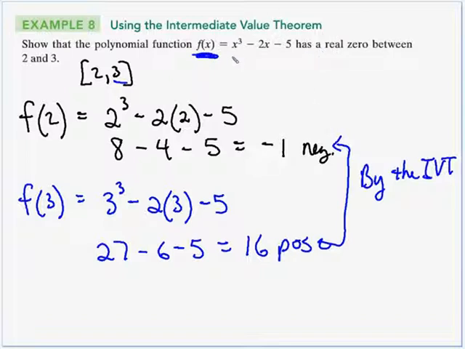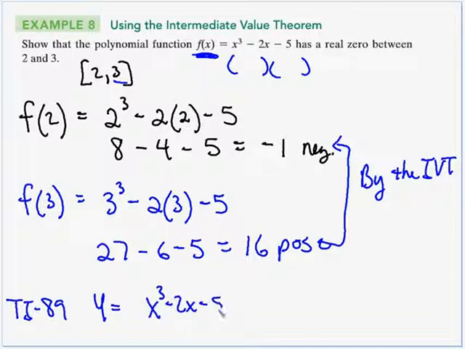Now, if this was a nicer polynomial, we could just try to factor it and break it down and see where that 0 lies. Another way to do it would be with the TI-89 graphing calculator. Maybe in class we'll have time to break them out. And there we'll go to the y editor. That's green diamond F1. And we type in the function x cubed minus 2x minus 5.